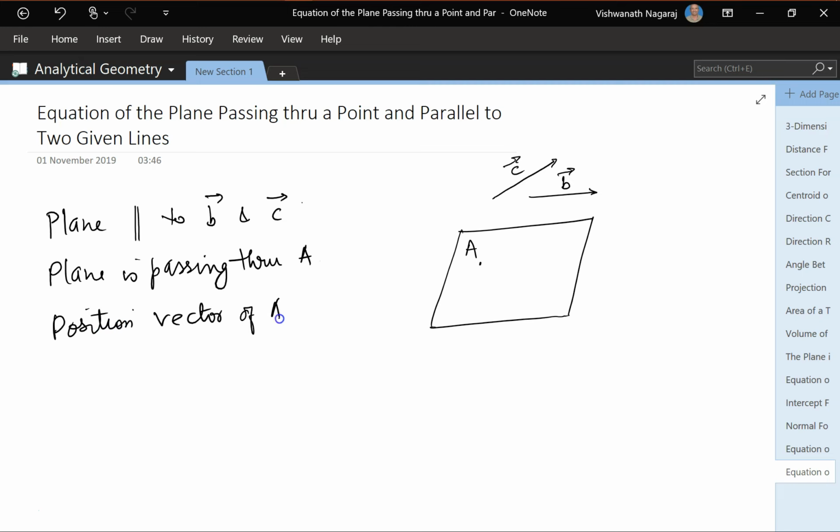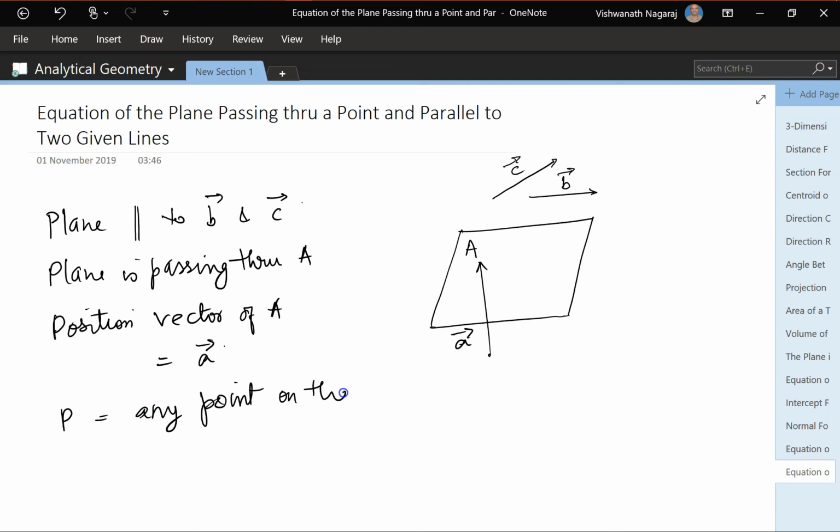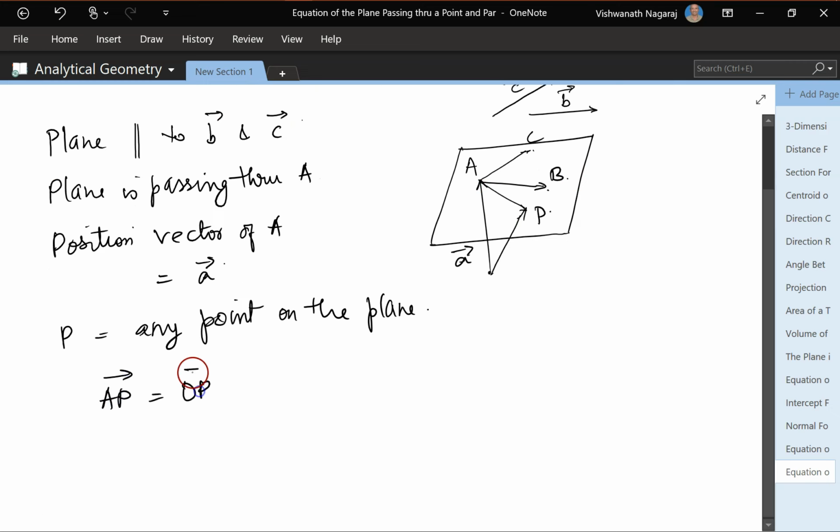Position vector of A would be, let's say, A. Now P is any point on the plane. So let's take any point P. Now let's move these vectors so that we can play around with it. So this is C, this is B, and this is P. So now AP would be OP minus OA, which is R minus, let's say this is A.